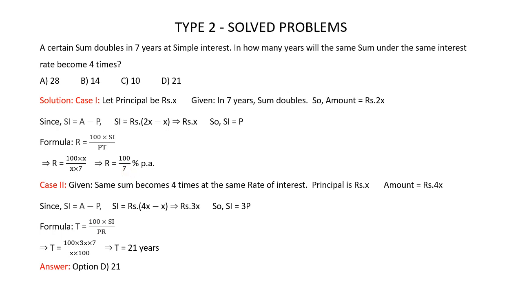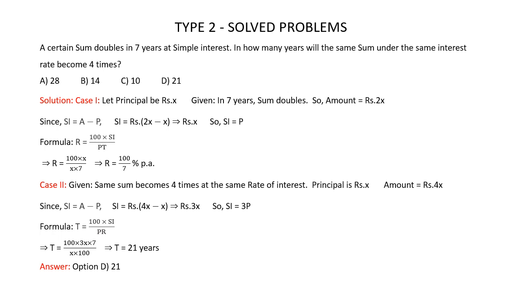Now let's look at the second case. In the second case, it's given that the same sum becomes 4 times at the same rate of interest. This means the principal is also rupees X for case 2. Now the principal becomes 4 times, that is the amount becomes rupees 4x. Now if principal is rupees X, then the amount can be 4x only if the simple interest is 3x. So principal is X, simple interest is 3x.